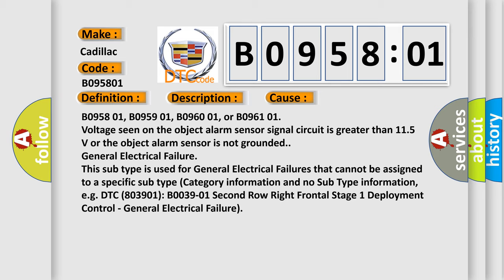B003901, second row right front stage 1 deployment control, general electrical failure.